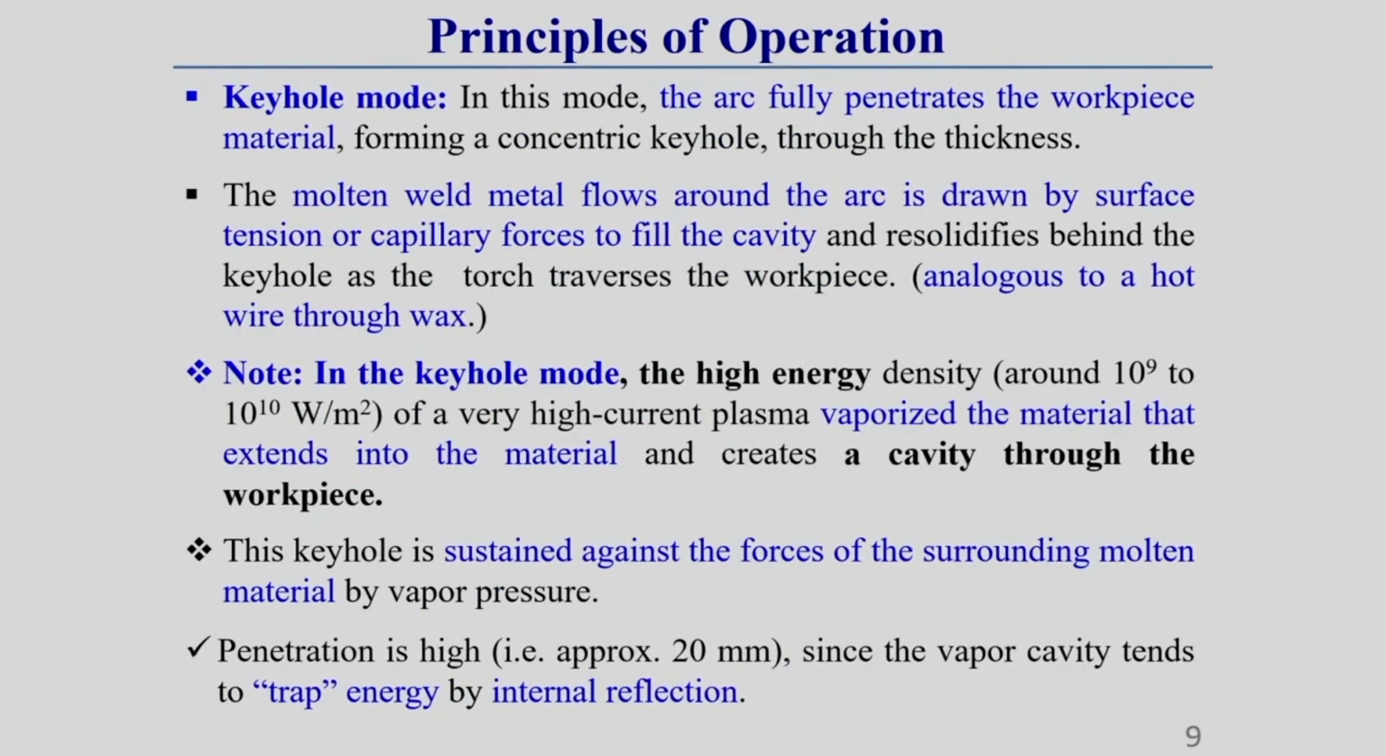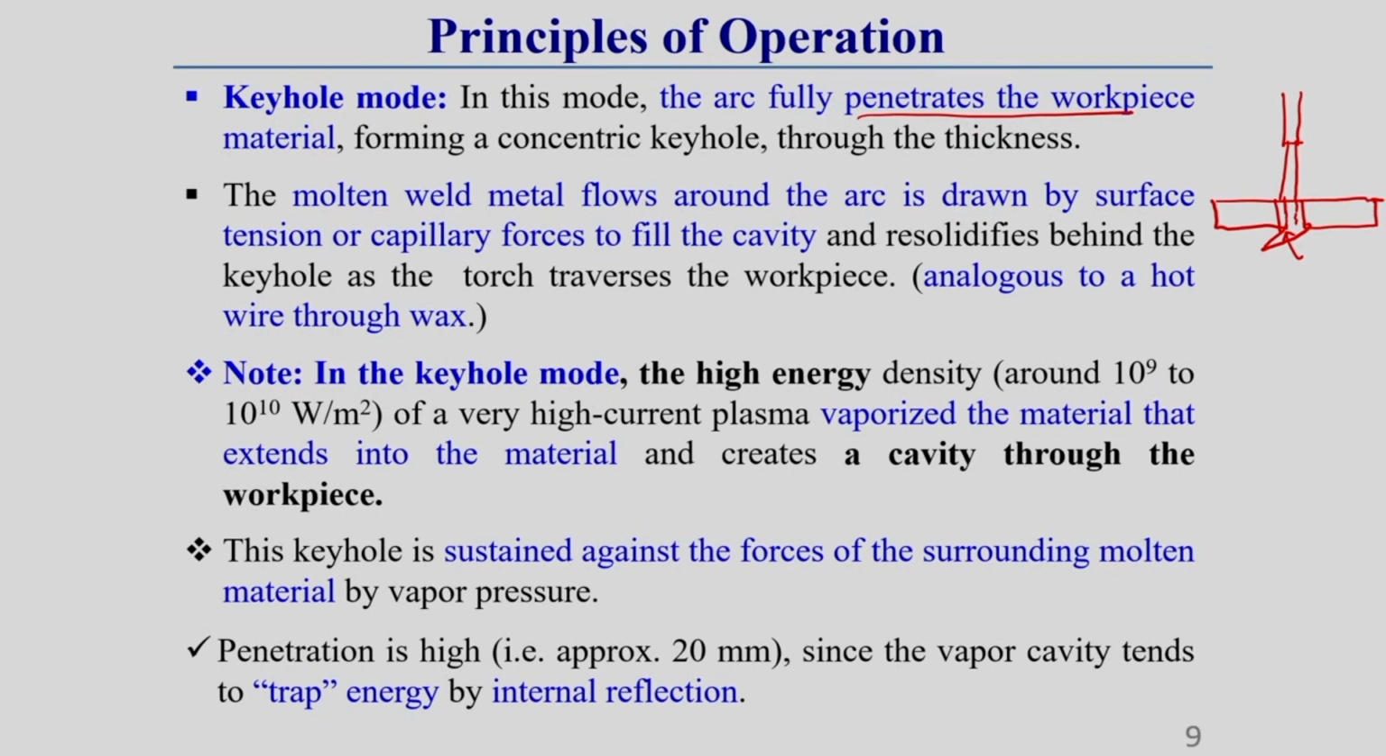So, the second mode is called keyhole mode. In this mode the arc fully penetrates the workpiece, as I have told you. This is the workpiece, this is the electrode, and in between comes the constricted arc. Here a through thickness penetration is developed, that means the arc fully penetrates and comes out like this. Some portion of the arc you can see coming out below this workpiece is called efflux, E-F-F-L-U-X, the efflux of this arc.